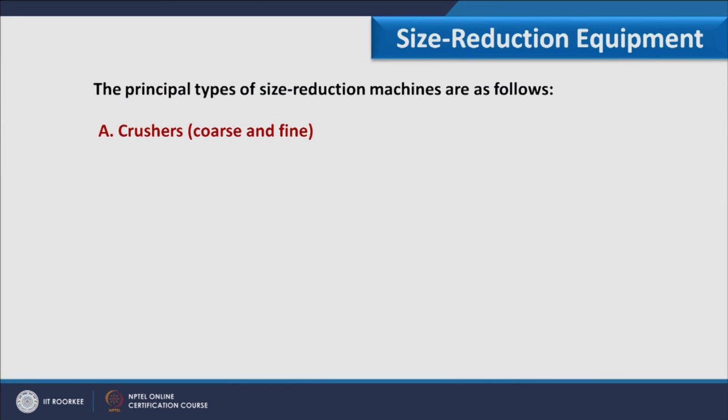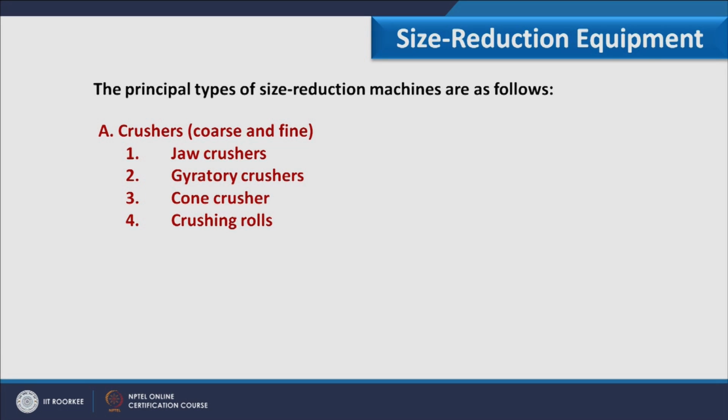We have a number of equipment for size reduction, and these are classified based on the particle size they can handle. The first category is the crushers. In these crushers we will discuss coarse as well as fine. The first crusher is jaw crushers, second is gyratory crusher, third is cone crusher, and fourth is crushing rolls. All these four equipment fall in the category of crushers.